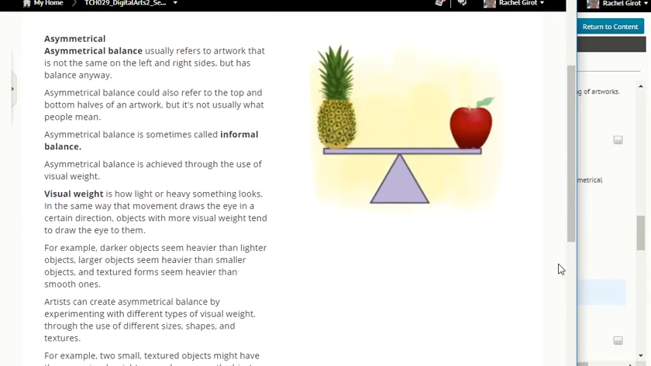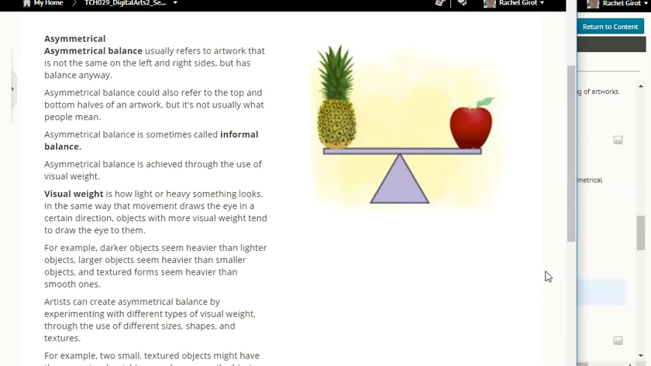Asymmetrical balance usually refers to artwork that is not the same on the left and right sides, but has balance anyway. Asymmetrical balance could also refer to the top and bottom halves of an artwork, but it's not usually what people mean. Asymmetrical balance is sometimes called informal balance. Asymmetrical balance is achieved through the use of visual weight. Visual weight is how light or heavy something looks.